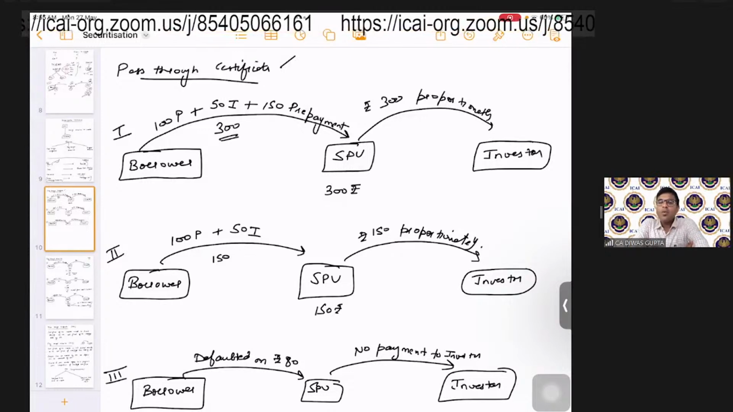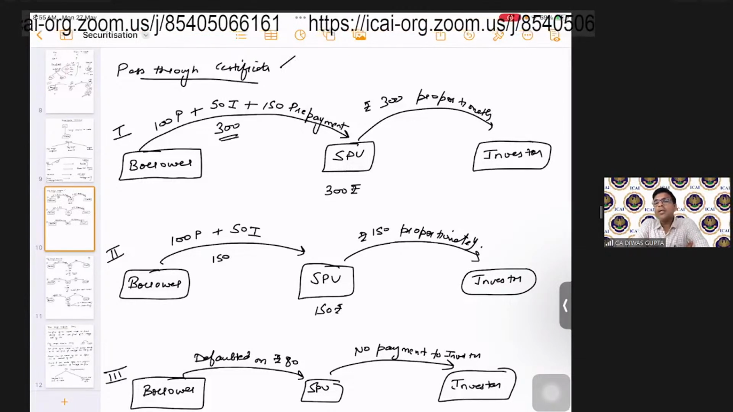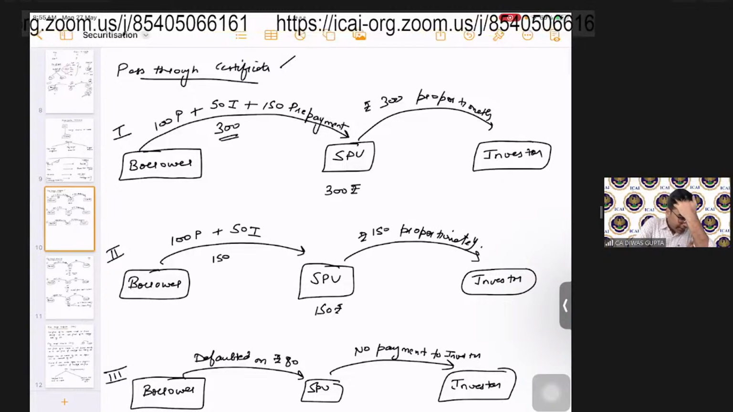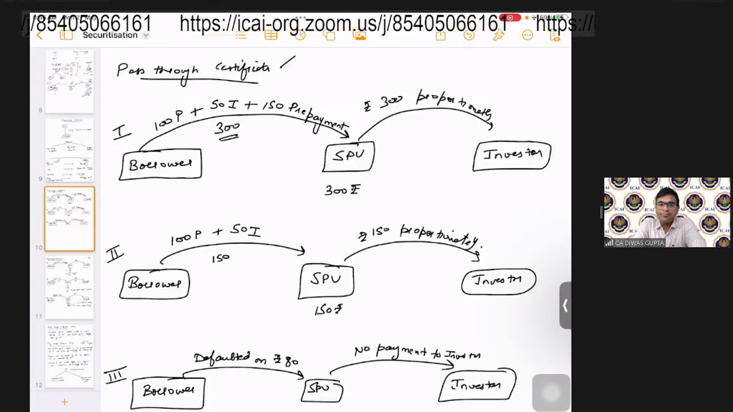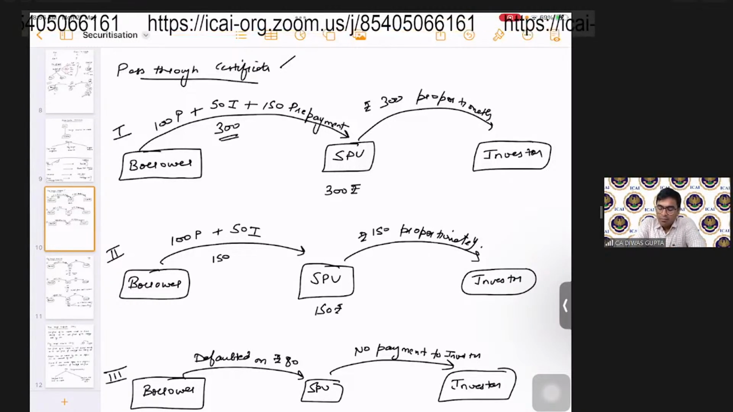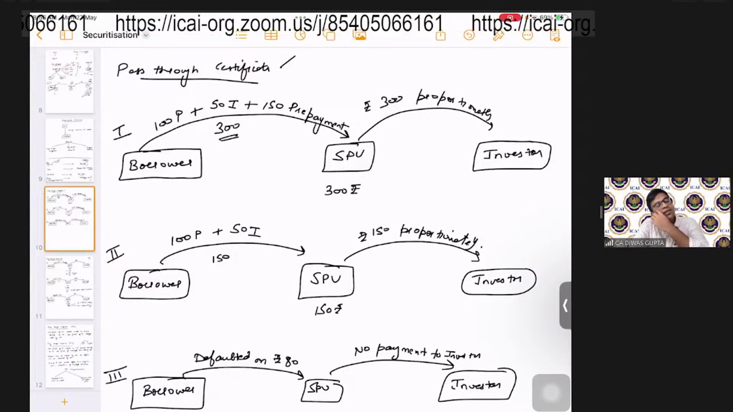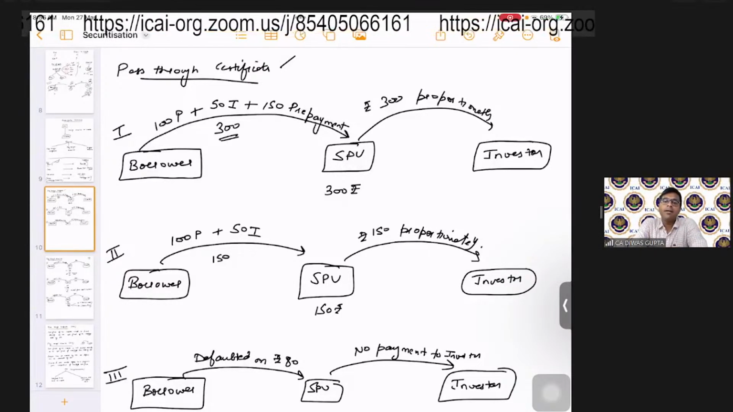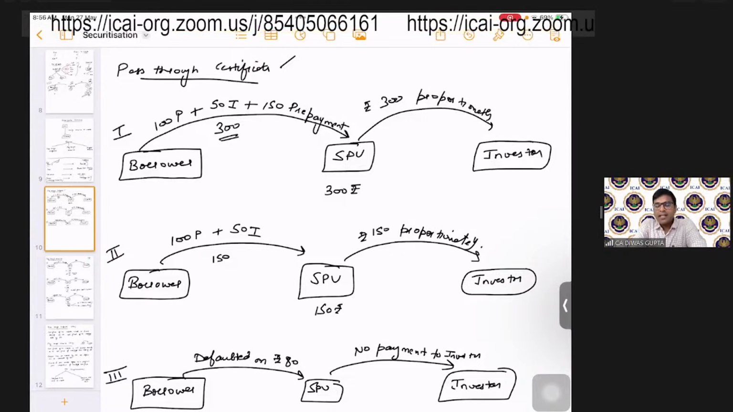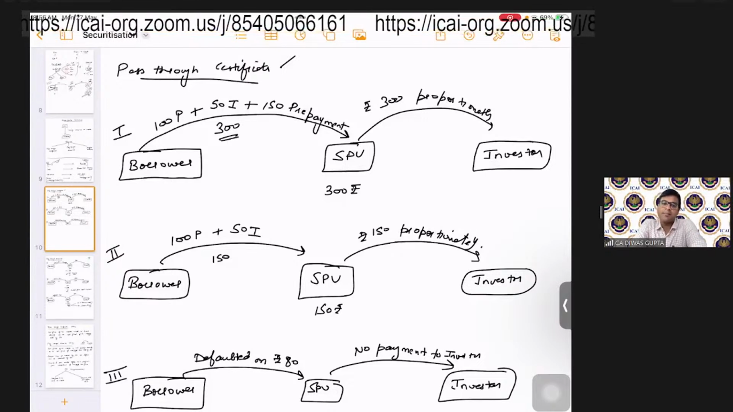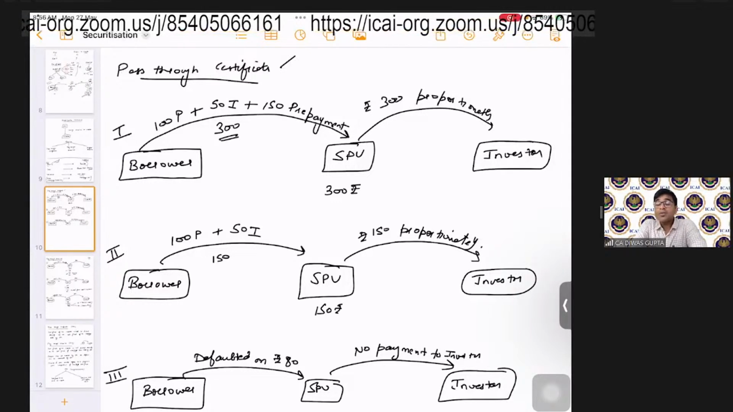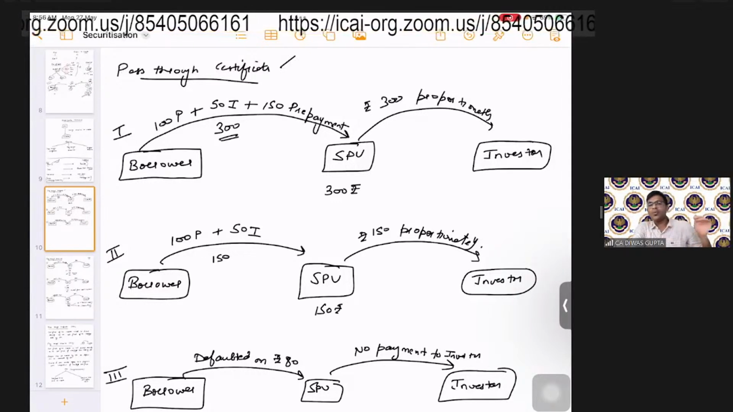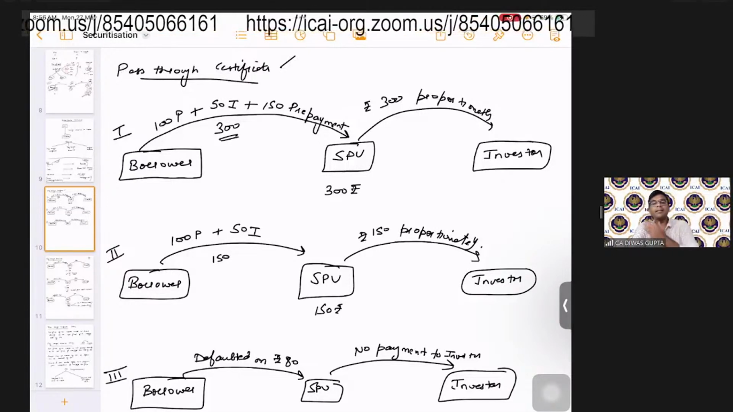Now, what will the SPV do? The SPV will give this entire 300 proportionately to the investors. It will not hold anything. It will just pay it. In the second case, the borrower pays only 100 of principal and 50 of interest. That's all, 150. In this case also, the SPV will pay exactly 150 proportionately to the investors. It will not hold back anything, students. You understand, this is called pass through. Whatever is coming in is passing through. Whether it is higher, passing through, or lower, passing through.